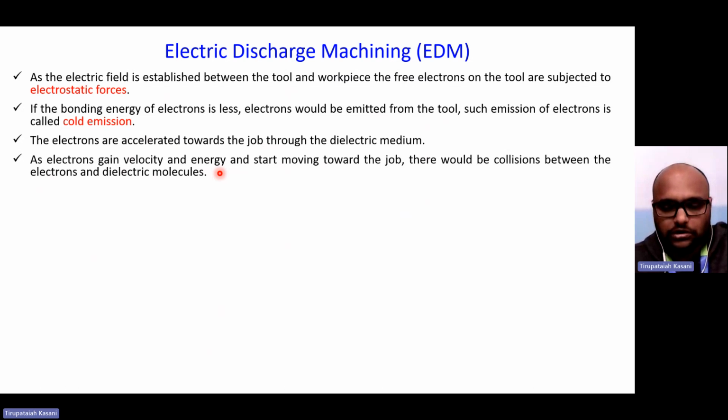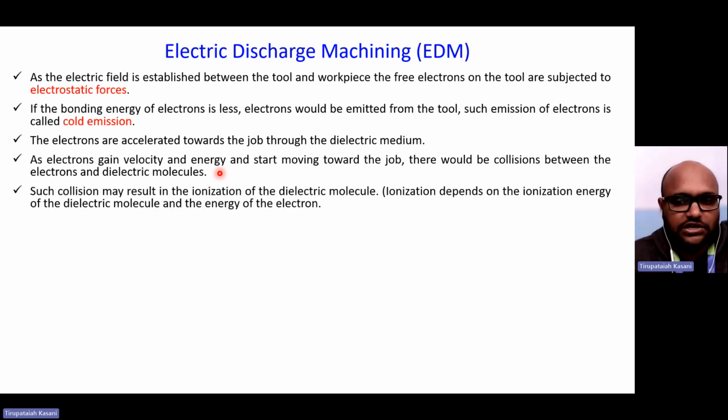During this travel, the positive ions and the dielectric medium particles will collide. Similarly, the negative ions and dielectric medium particles will collide, and the positive and negative ions will collide. Means the molecular collision in between is unavoidable. Such collision may result in the ionization of the dielectric molecules. Ionization depends on the ionization energy of the dielectric molecule and the energy of the electron.